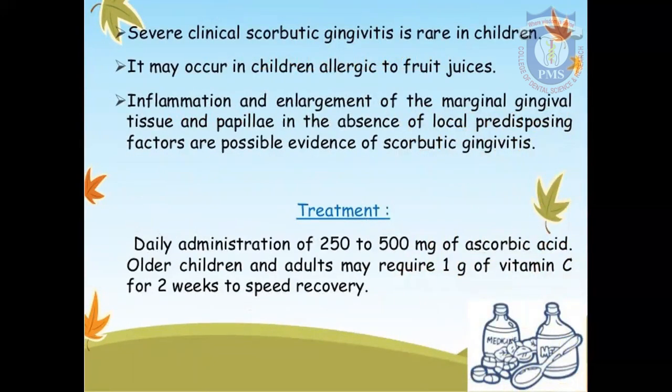Severe situation is rare in children. This may occur in children allergic to fruit juices. Clinically, there will be inflammation and enlargement of marginal gingival tissue and papilla in the absence of local predisposing factors. Treatment involves daily administration of 250 to 500 milligram of ascorbic acid. Older children and adults may require 1 gram of vitamin C for 2 weeks for speedy recovery.